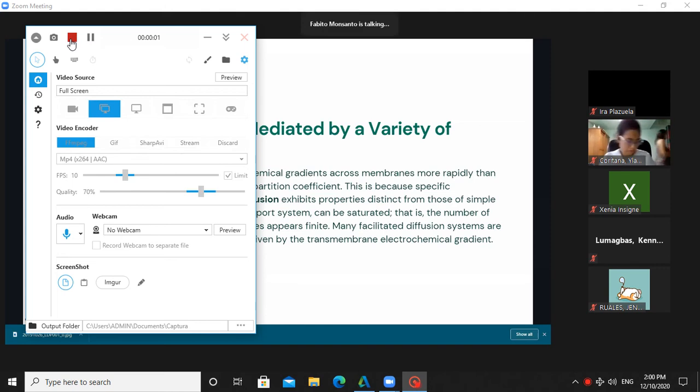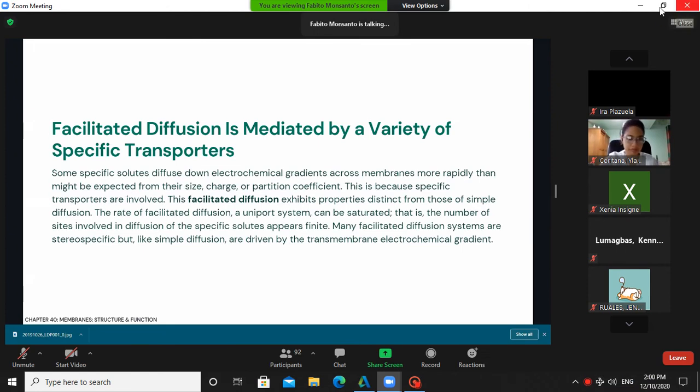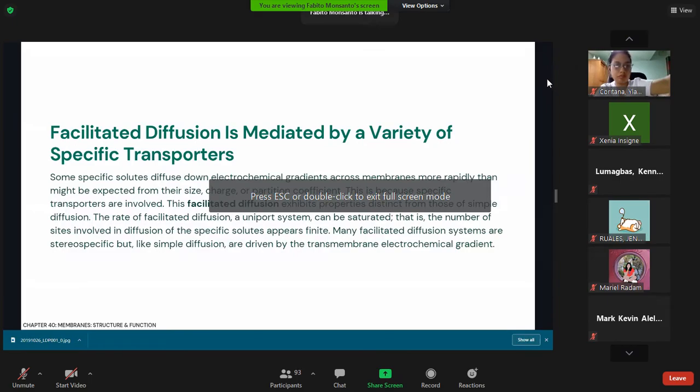Oh, yes, we are on membranes, but what part? Because we were not able to finish the membranes. What was that? Was it specific transporters? Facilitated diffusion?